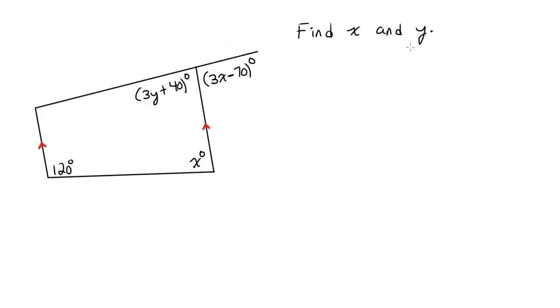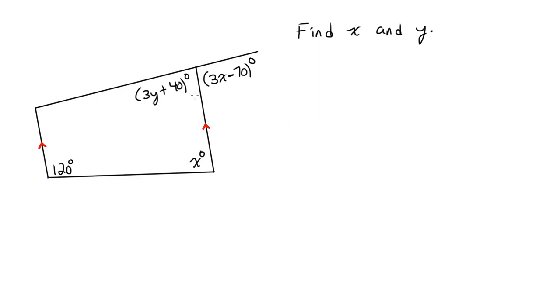It says find x and y. And this example is a little bit more complicated than the others. You may not know where to begin. So what do you do? Well, in a problem like this, you have to be like a detective. You have to look for the clues and then use those clues to find more information. So what do we already know?